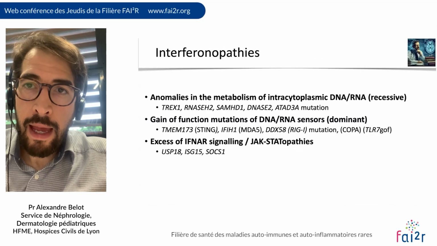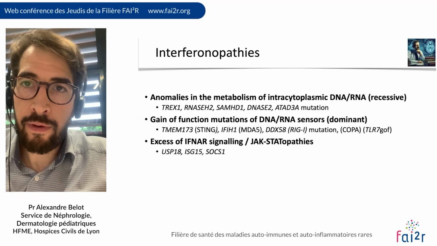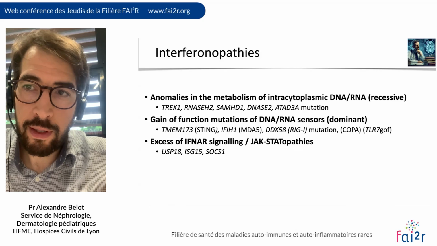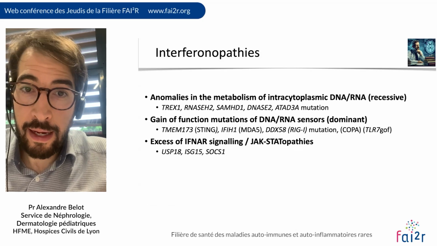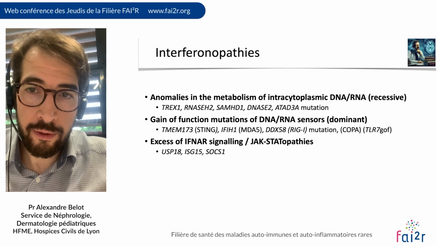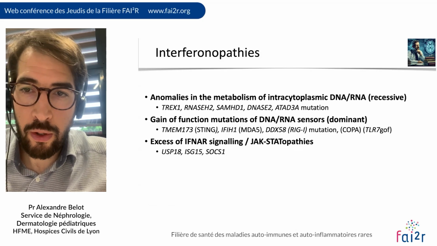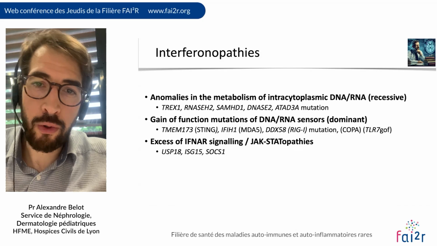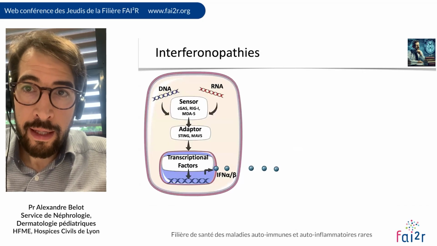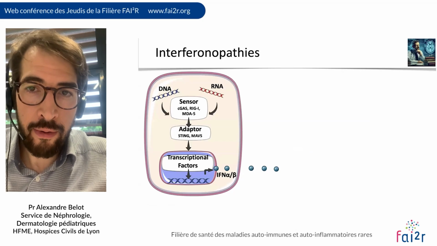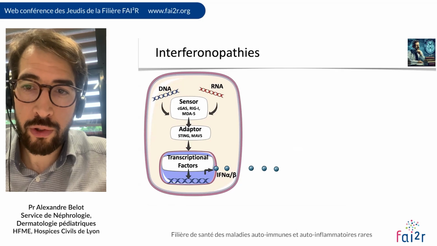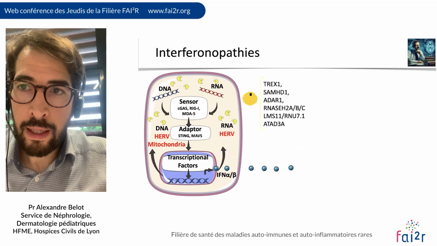So here are the main anomalies identified with interferonopathies: anomalies in the metabolism of DNA and RNA within the cytoplasm. There are also some gain of function mutations of the sensors. And I will give a few words on new findings on JAK-STAT and also on TLR biology. Your cells can detect DNA and RNA, and as soon as it's detected in the cytoplasm, you produce a large amount of interferon.